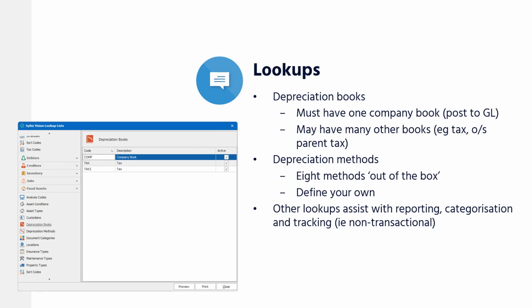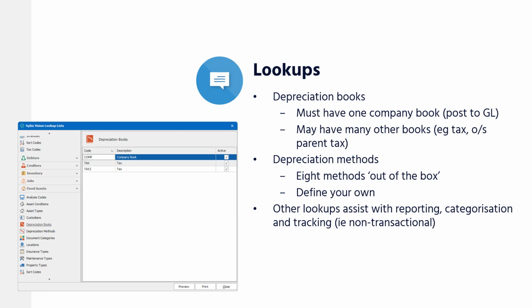From a lookups perspective, there's really only two that are functional, the other ones are qualitative. They don't necessarily assist in the behavior of the software, just reporting and categorization, etc. But the two big lookups in fixed assets are your depreciation books, and you must have one company book, and that's the one that posts to the general ledger. And then you can have other books as well.